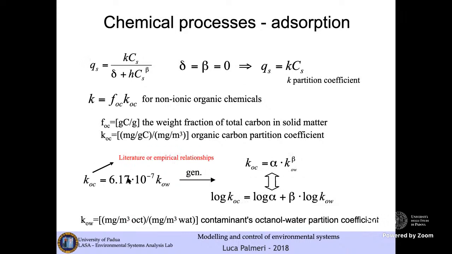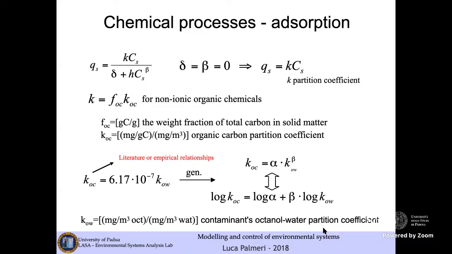If we do a log-log of this model, then we obtain a relationship between KOC and KOW, but this is an exponential non-linear linkage between KOC and KOW. This allows us to estimate KOC as a function of a characteristic of a substance, KOW. This relationship is determined by these two parameters, alpha and beta. And if we make a log-log of these relationships, we obtain, in a log-log plot, a linear relationship between log KOC and log KOW.